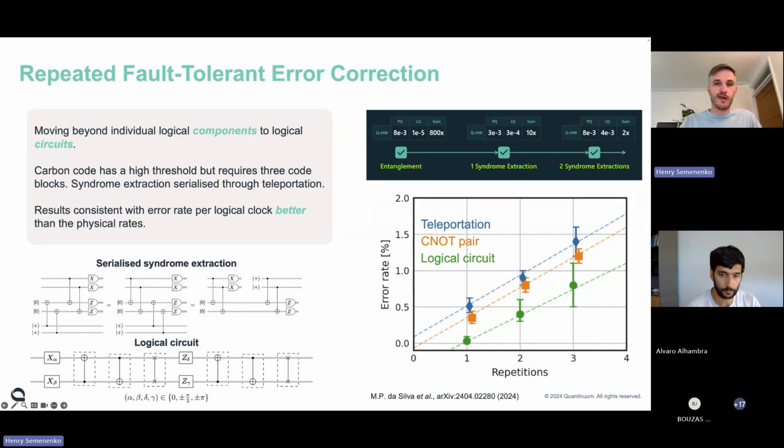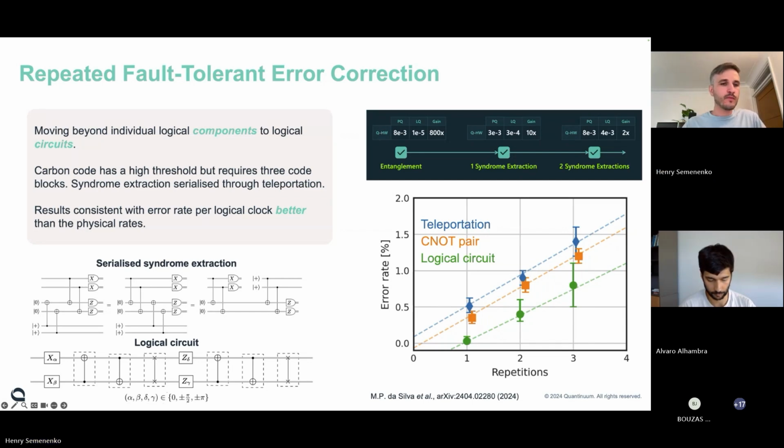The carbon code has very high thresholds, but to be able to achieve these thresholds, the requirement is to have fresh ancilla qubits to use. When this demonstration was being run with 32 qubits, there wasn't enough space on the system to have the 3 code blocks that you would require. So instead, the syndrome extraction in this demonstration is serialized and is performed with a 1 bit teleportation between the different code blocks. So this is shown in the circuit.